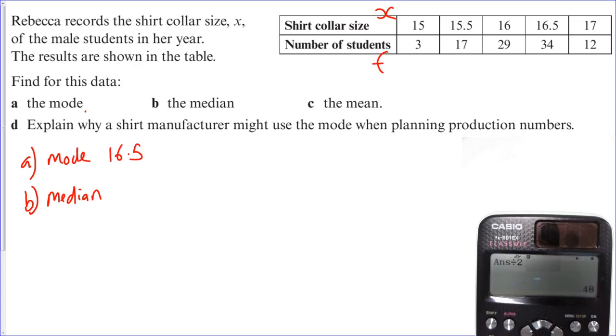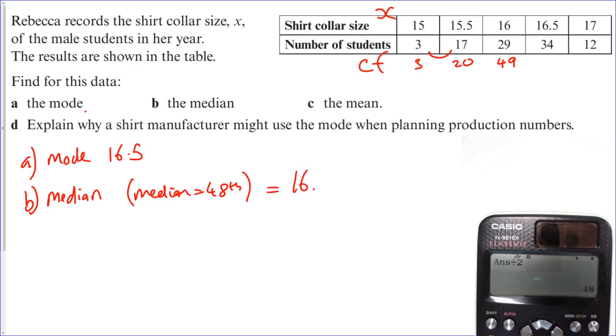So the first 20 things are in here. So if we did cumulative frequency, we'd have 3, 20, 49 from adding on that. So our 48th thing, the median, ends up being in this third class. This is actually a 16.